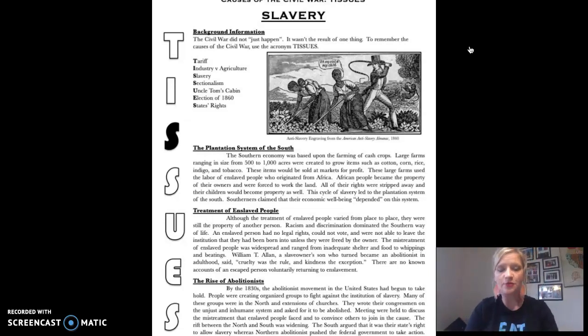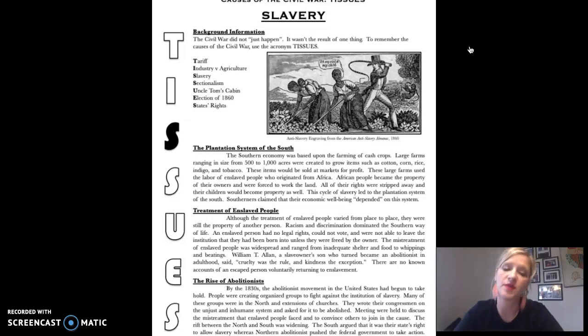These items would be sold at markets for profit. These large farms used the labor of enslaved people who originated from Africa. African people became the property of their owners and were forced to work the land. All of their rights were stripped away and their children would become property as well. This cycle of slavery led to the plantation system of the South. Southerners claimed that their economic well-being depended on this system.